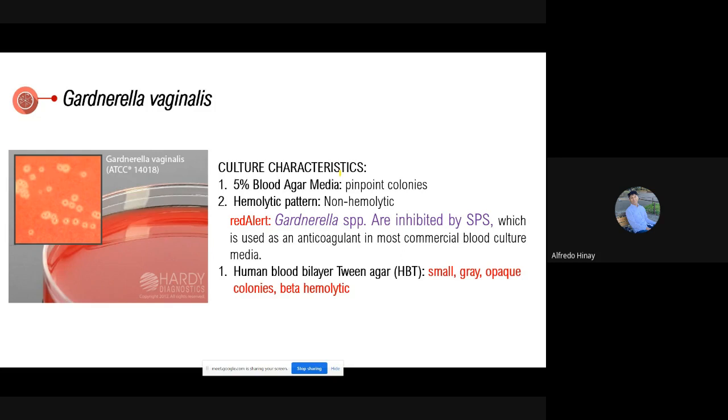Okay, correct. Okay, tapos another specific culture media for your Gardnerella vaginalis naman class, you have your human blood bilayer Tween 80 agar, which I was able to discuss earlier with the culture media. Pero usual na tinatanong class is kung ano daw yung hemolytic pattern natin pag nilagay natin sa human blood bilayer Tween 80 agar yung organism na Gardnerella vaginalis. The correct answer is beta hemolytic naman class. Okay, take note with this one, beta hemolytic sila, Gardnerella vaginalis.